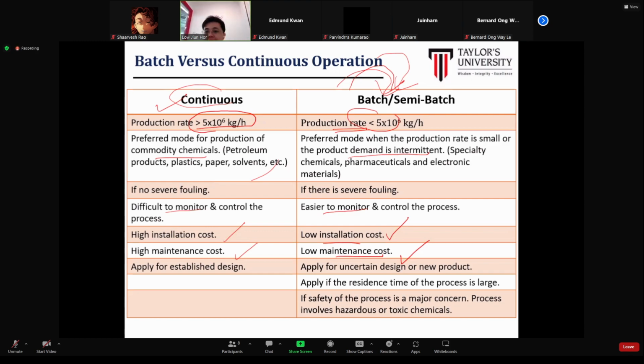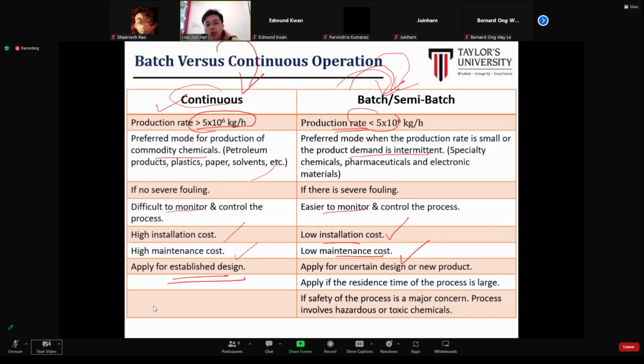So beside that, if the process or technology that you are going to apply or include in your chemical plant design is an established process or established design, then normally we can directly use the continuous operation mode. That means we can directly carry out the continuous production of the product. Why? Because it's an established design, meaning the maturity of the technology or process that we are going to use is mature enough, very stable and established.